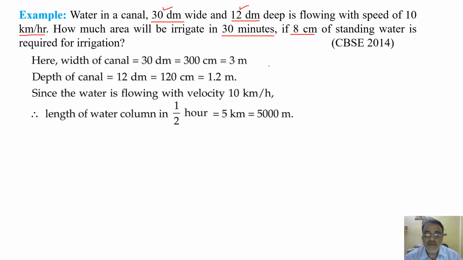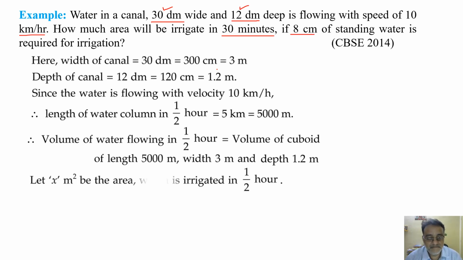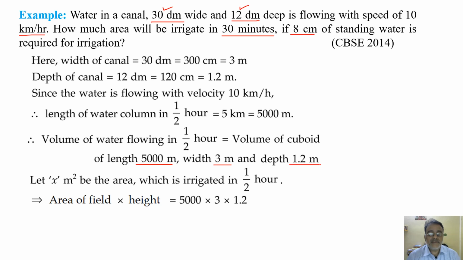So the volume of water flowing in half an hour will be the volume of a cuboid, that is length into breadth into height, ठीक है, and let x meter square be the area of the field which is irrigated in half an hour, 30 minutes. So we know that area of field into height will be the volume of standing water in the field, and that will be equal to 5000 into 3 into 1.2. So whether this step is clear?